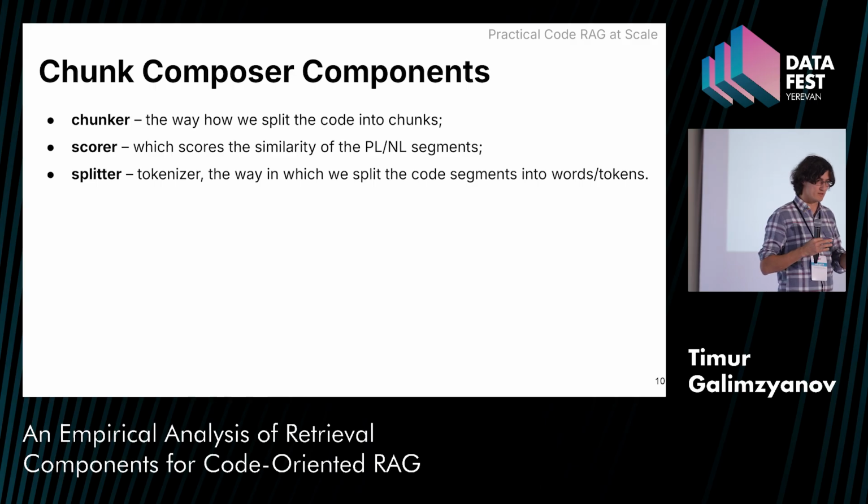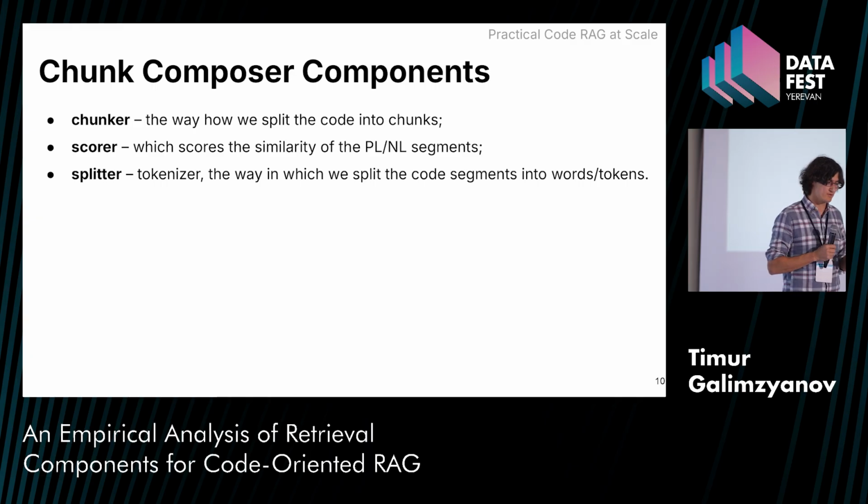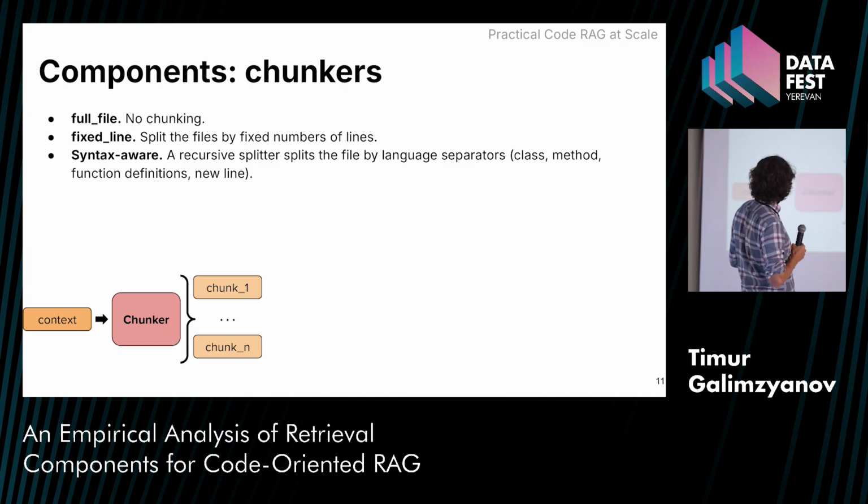The scoring is based on the proximity of these chunks to your prefix or query. The splitter is a technical thing because during the scoring, you should split the chunks into some kind of tokens. It could be tokens, words, or even lines of code to calculate the proximity of a chunk to the query. As I've said, you can use the full file, split into fixed lines, or use some syntax-aware chunking.